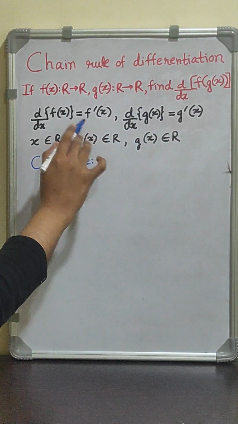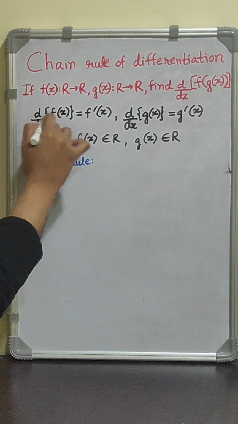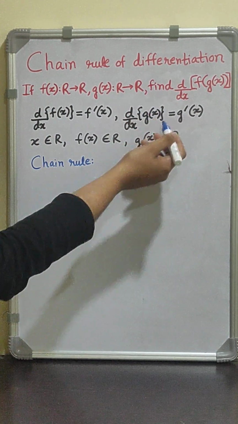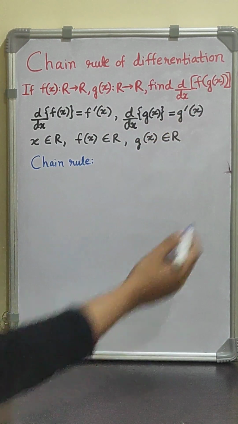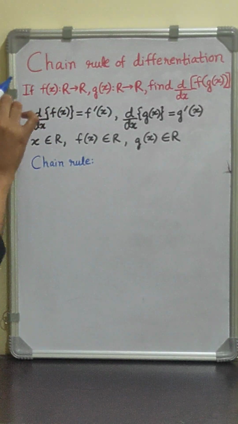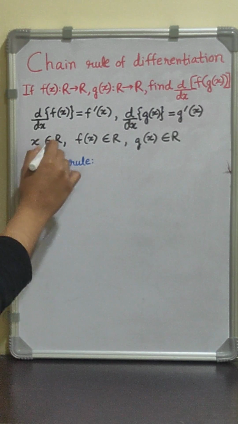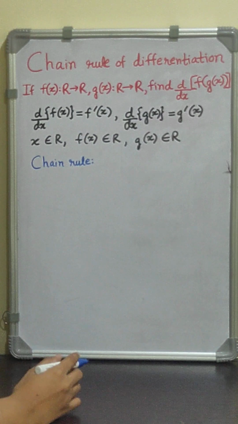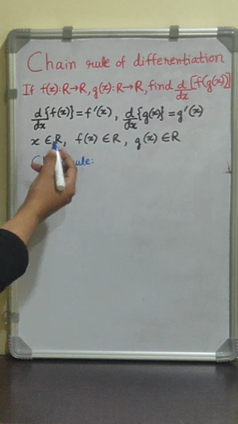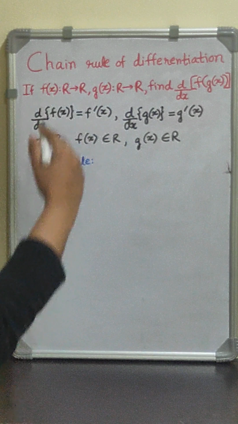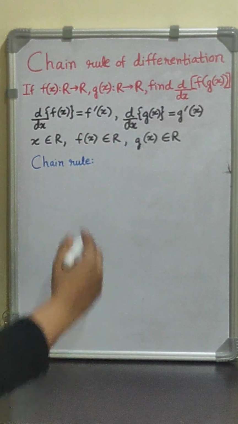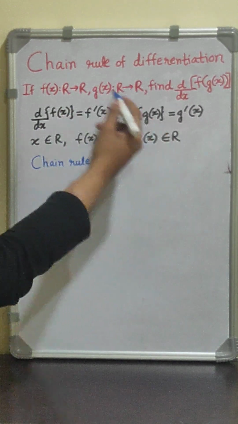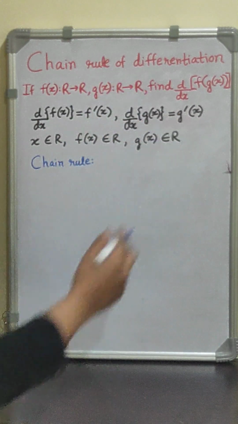So we'll denote first the first derivative of f of x as f prime x, and the first derivative of g of x, the other function, as g prime x. And we should also observe that x will always belong to the real numbers because the domains of both functions are real numbers. It's not necessary to have real numbers to apply the chain rule, but we'll restrict to that for now. And the functional values will also belong to the real numbers because the codomains of the functions are also real numbers.